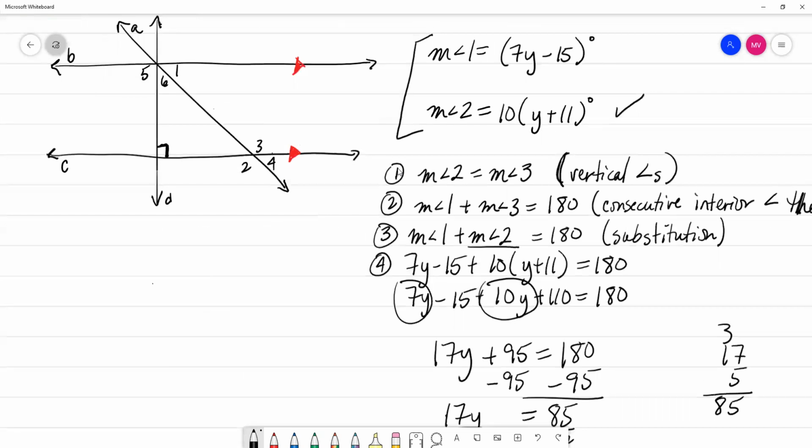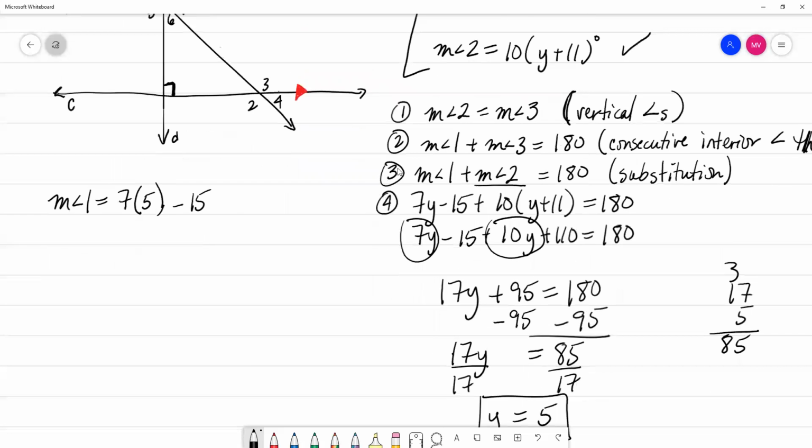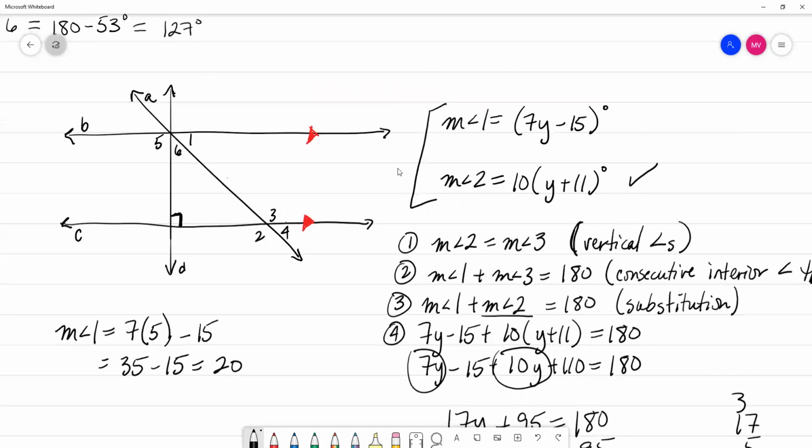So we know the measurement of angle 1 is equal to 7 times 5 minus 15. And 7 times 5 is 35, minus 15 is 20. So this one equals 20 degrees.